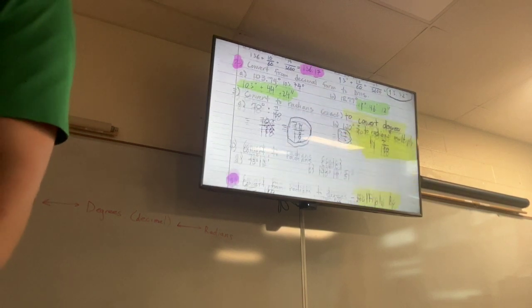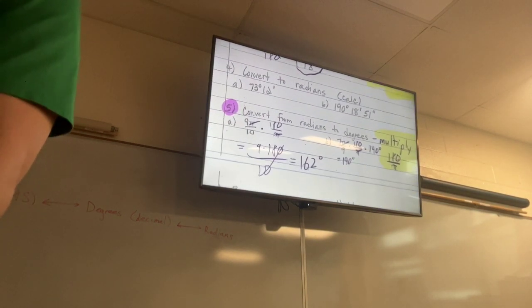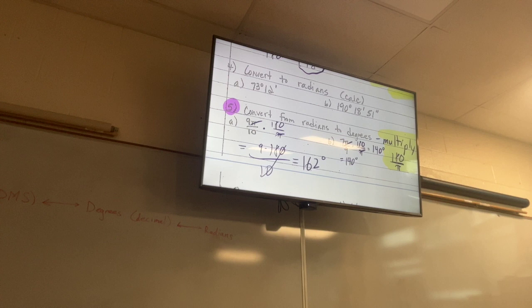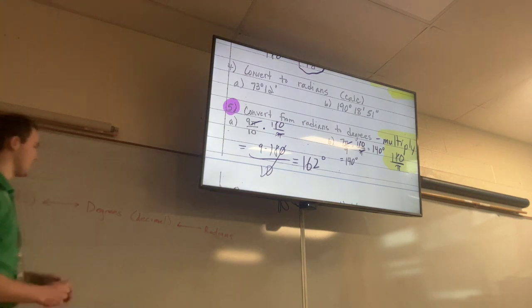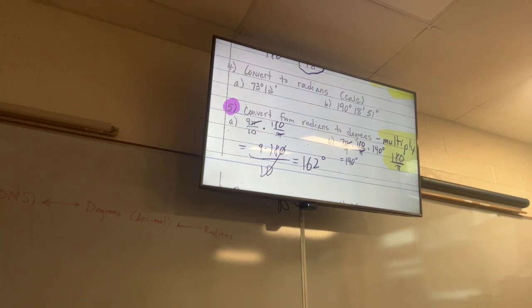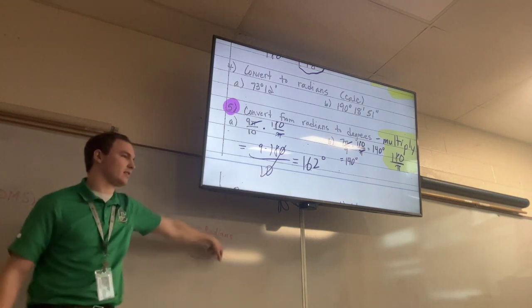All right. Let's go on to number 4. Convert to radians with your calculator. Now they're giving us degrees, minutes, seconds, and we want our answer in radians. I drew this little flow chart up here because this is the way I would do it at least. You have to go from degrees, minutes, seconds to decimal degrees, then to radians.